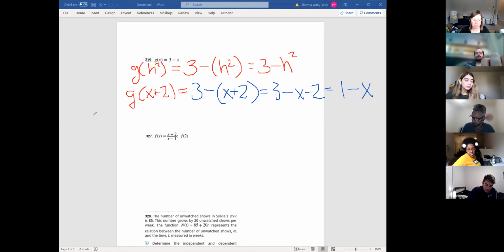You mean the first for the f of h? We don't have the square there. We have just f of h equals 3 minus h, right? On 3-19, we're plugging in g of h squared. So it becomes squared. Yeah, the problem says that we're plugging in g of h squared. I mean, that's what part A is. Okay, thank you.